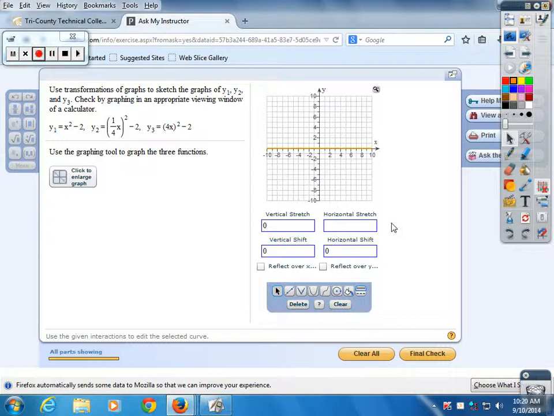I wouldn't do this on the test. I've never seen this question before. I've never seen this layout. This must be new. Horizontal stretch would be 1. Or, yeah. So then vertical shift is -2. And horizontal shift, and that would be your answer.